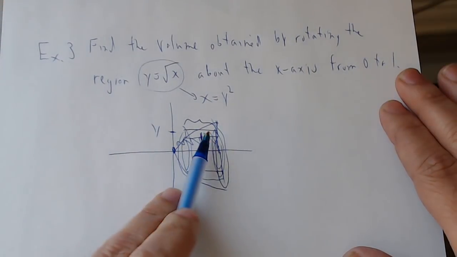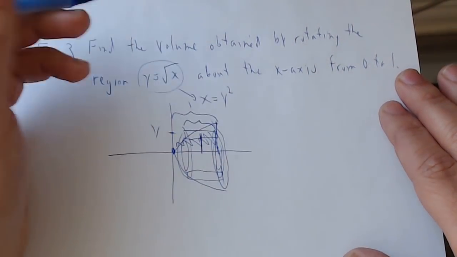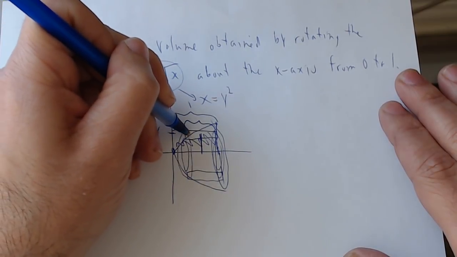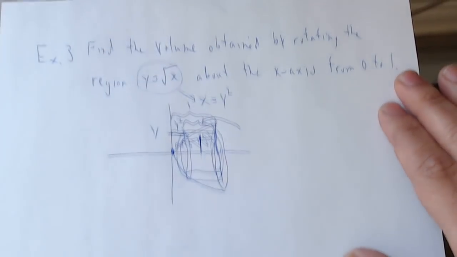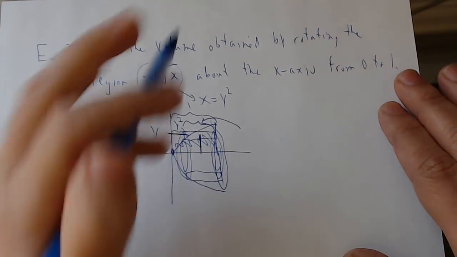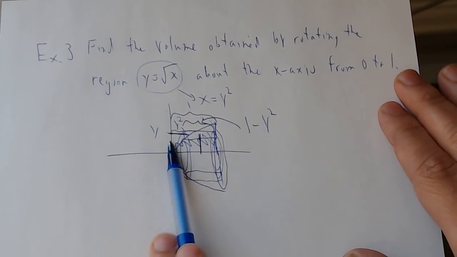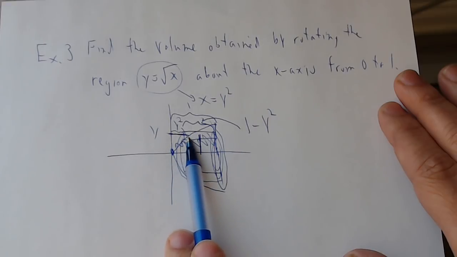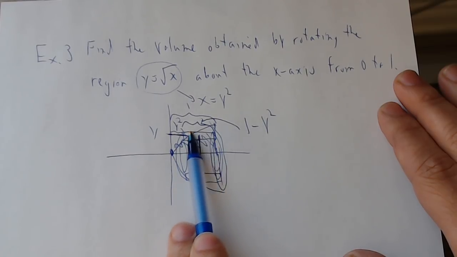So what do I notice? How would I find this height? This is 1. And if I go to the curve, that's y squared. So the height right there is actually going to be what? 1 minus y squared. Okay, so remember, the whole thing is 1. This amount, which I don't want, is y squared. So I want 1 minus y squared, which would then give me the height of this shell.